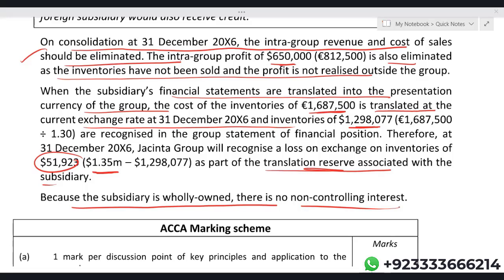Yes, basically in group accounts, when we retranslate the subsidiary, there is no differentiation between monetary and non-monetary items. The monetary and non-monetary items are only for the individual books. Yes, the entire P&L of the subsidiary is translated by using the average rate.